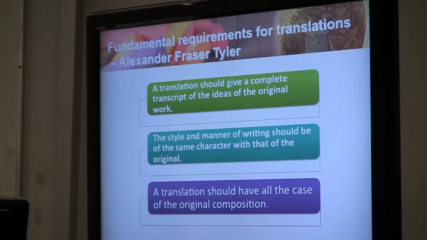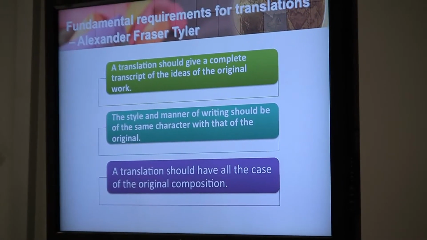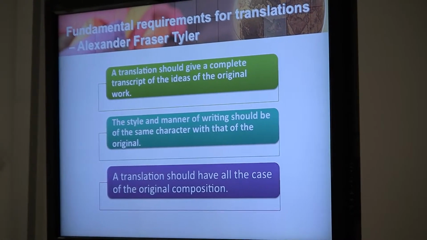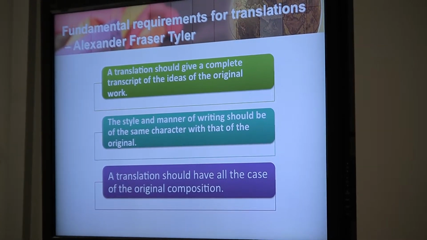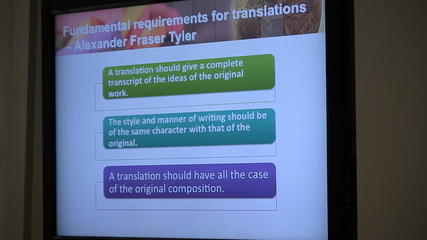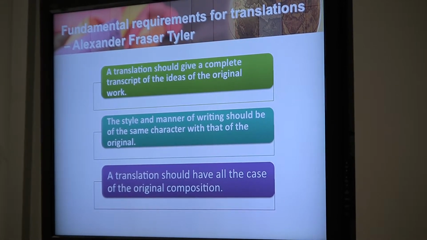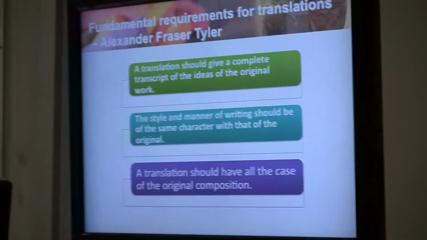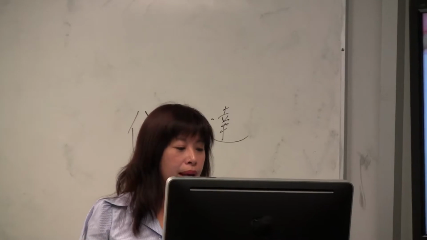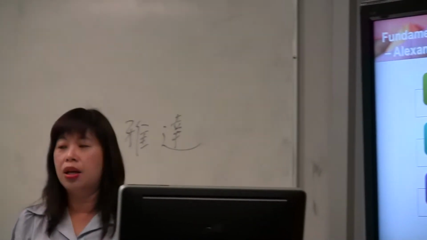Another famous linguist or translator, Alexander Fraser Tytler, said that translation should give a complete transcript of the ideas of the original work. So when you do the translation, make sure that you reproduce a complete transcript of the ideas. The ideas should be kept in your translation, and you should not distort the original meaning, ideas, or message of the author. And secondly, the style and manner of writing should be of the same character as that of the original.